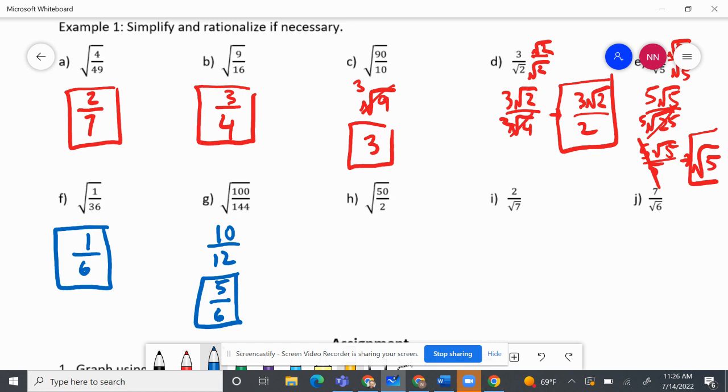We don't know the square root of 50 or 2, but we know that 50 divided by 2 is 25. And the square root of 25 is 5. So our answer is 5.